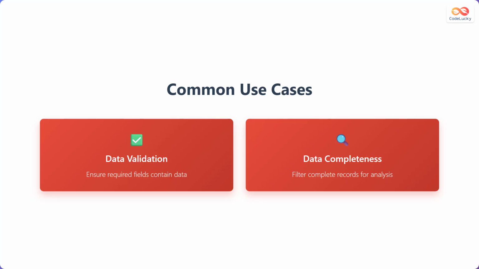The isnotnull command has two primary use cases. First, data validation, where you ensure that required fields contain data before proceeding with analysis. Second, data completeness checking, where you filter complete records for accurate analysis. These use cases are crucial for maintaining data integrity and ensuring reliable results in your Splunk investigations.